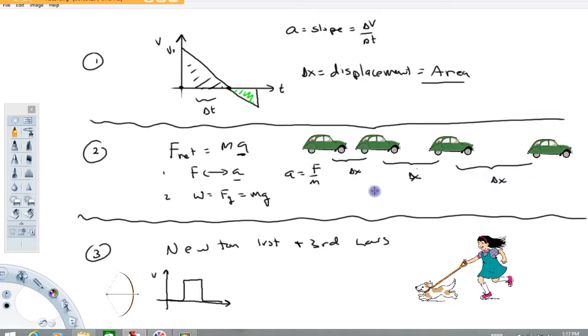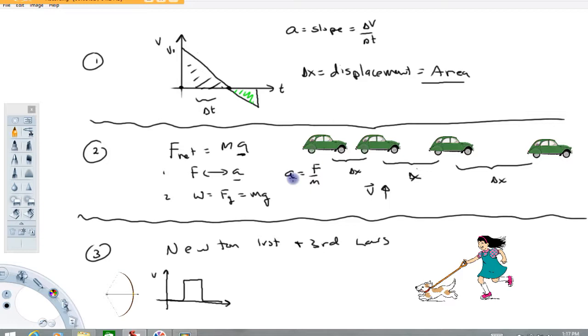This is indicating that this car's velocity is getting bigger, which means we're accelerating. That means Newton's second law would be an appropriate thing to apply here. And if we knew the acceleration of the car, we could then calculate the force, assuming we know the mass. And if we knew the force on the car and the mass, we could calculate the acceleration. So it's a little bit about Newton's second law.